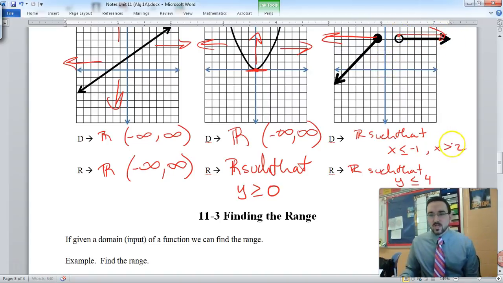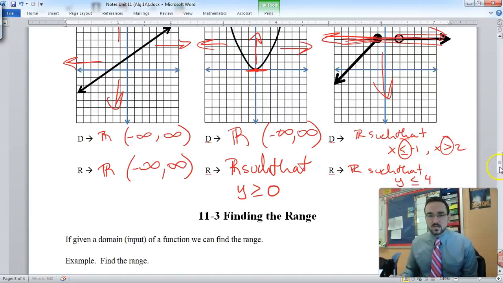But make sure that you take notice of our inequality symbols here, because we have a filled-in circle here and an open circle there. We need to make sure that they reflect that. The range, the highest point that we can go is this line right here. So at 1, 2, 3, 4, y equals 4. Everything below that is true because this line extends down forever.